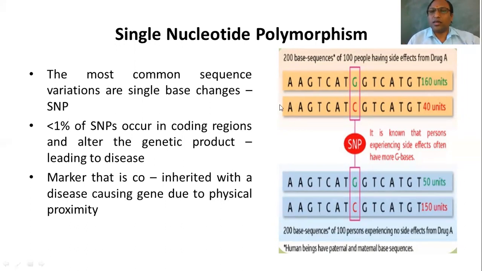See, for example, if you are having a sequence in this, like GC is present, the upper strand is 160 units and the bottom strand is 150 units. So in this, if changes have occurred, it is known that a person experiencing the side effects often has more G, that is the guanine bases, in their gene.